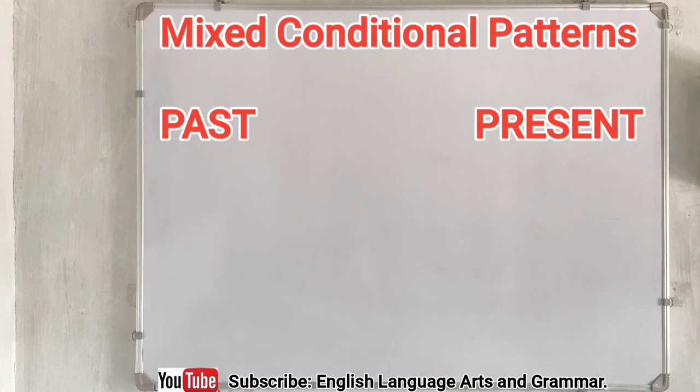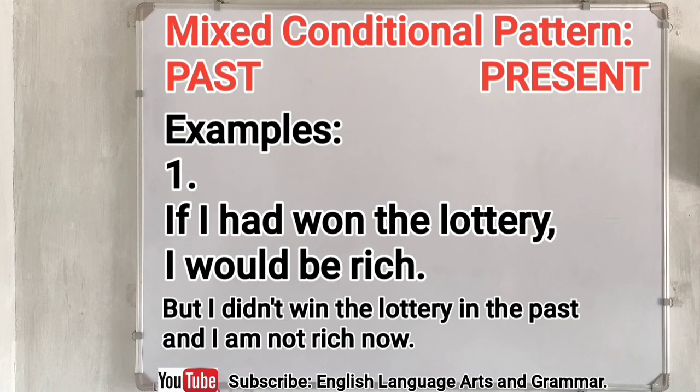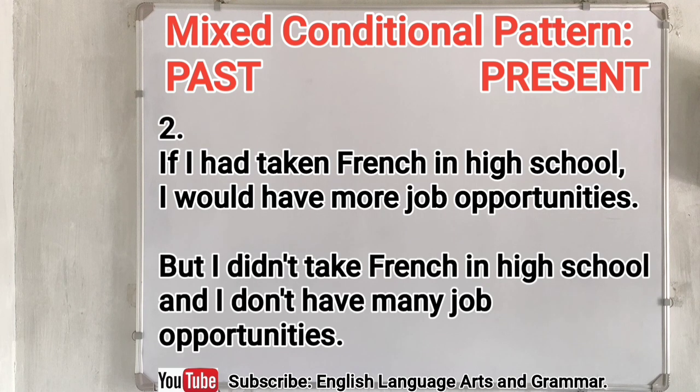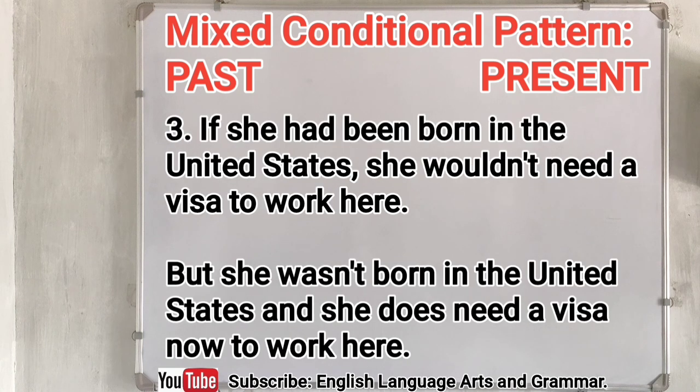We are going to learn some examples by using different times. Let us see some examples by using the past and the present. Example 1. If I had won the lottery, I would be rich. Example 2. If I had taken French in high school, I would have more job opportunities. Example 3. If she had been born in the United States, she wouldn't need a visa to work here.